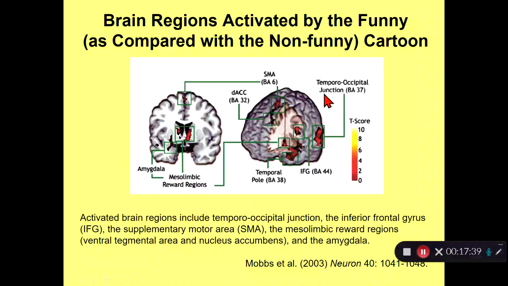Here's a diagram depicting the brain scan results. You find certain regions in temporal lobe and Broca's area, inferior frontal gyrus are active, right? So is apparently the cingulate gyrus, anterior cingulate cortex, and the amygdala, but the main finding is activation of the mesolimbic reward regions, ventral tegmental area, and nucleus accumbens.